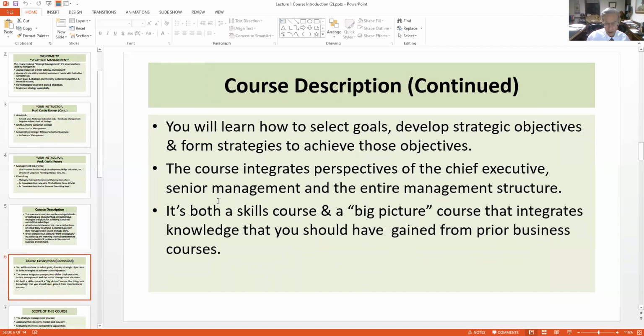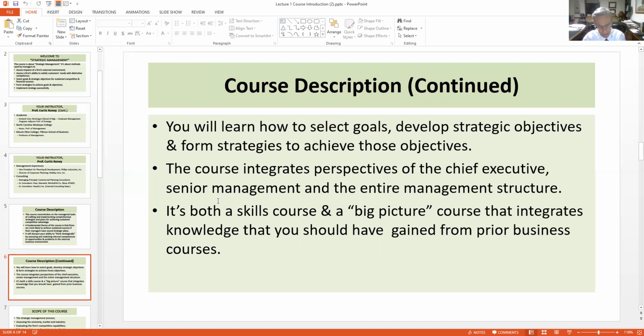So again, as I mentioned, you'll develop skills to develop and select goals, strategic objectives and strategies, to see that work from the perspective of top management, such as the chief executive and the senior management, as well as the entire management structure. And that's important, because when you go to work in a company, you're going to be affected by the corporate planning process.